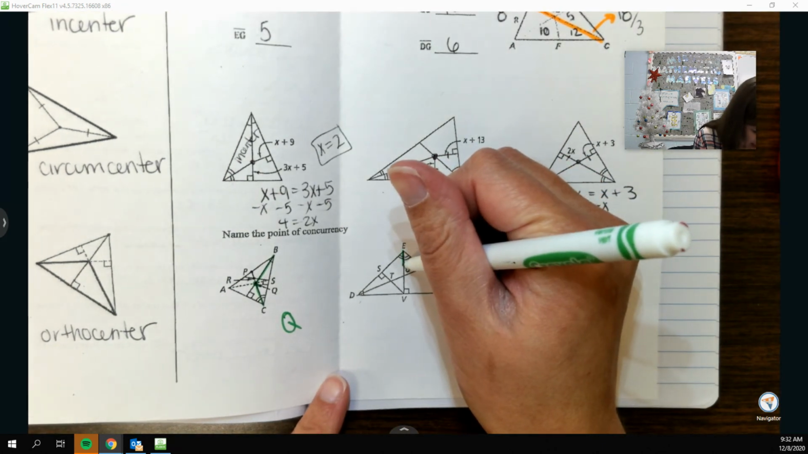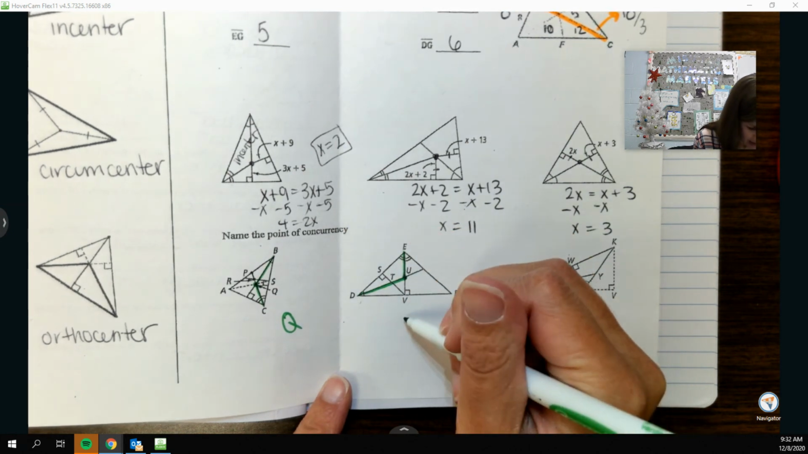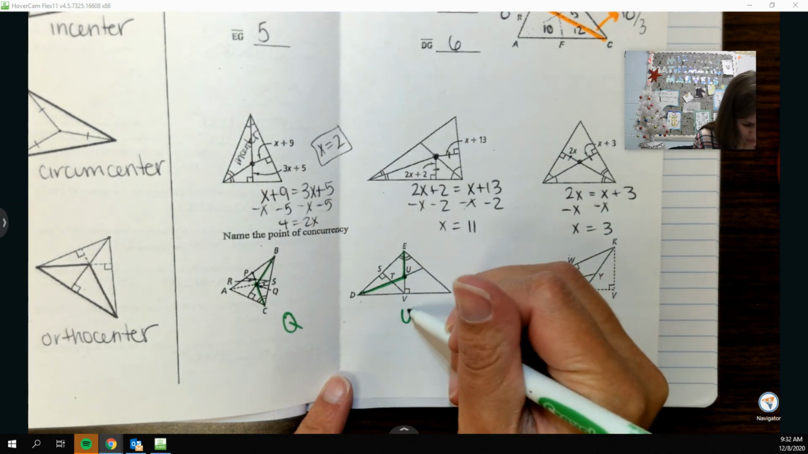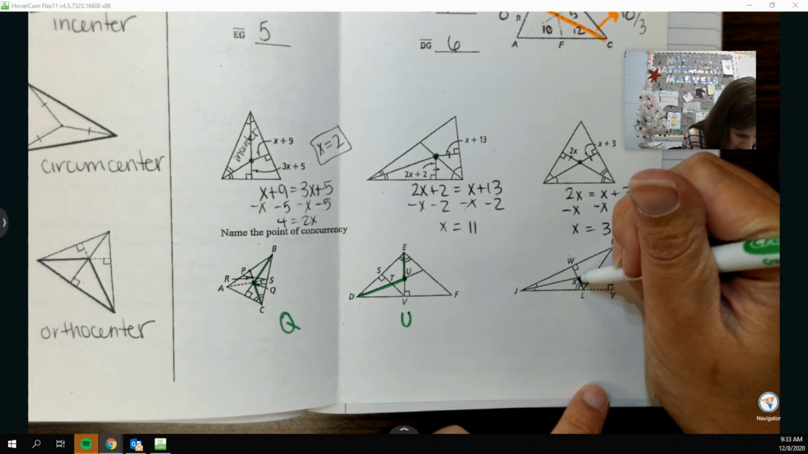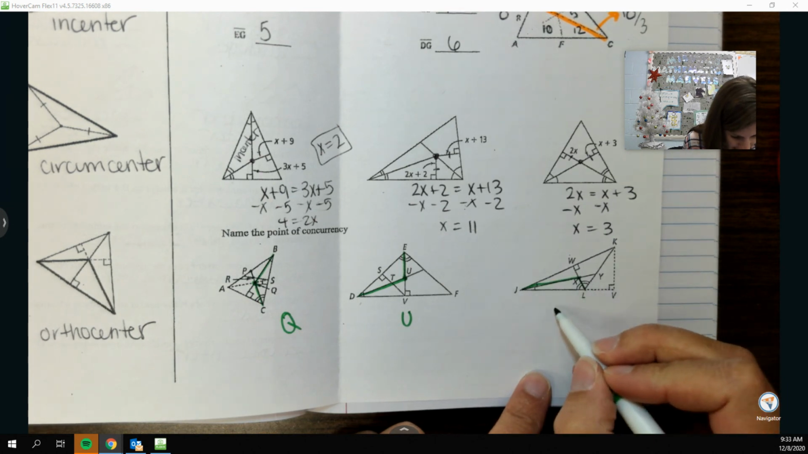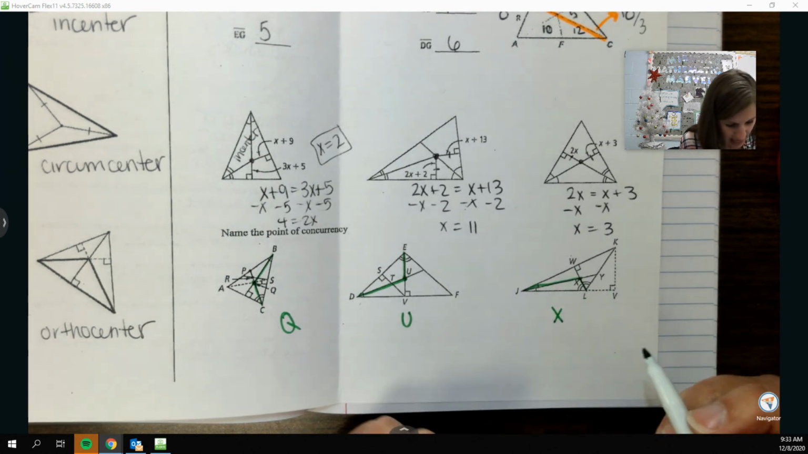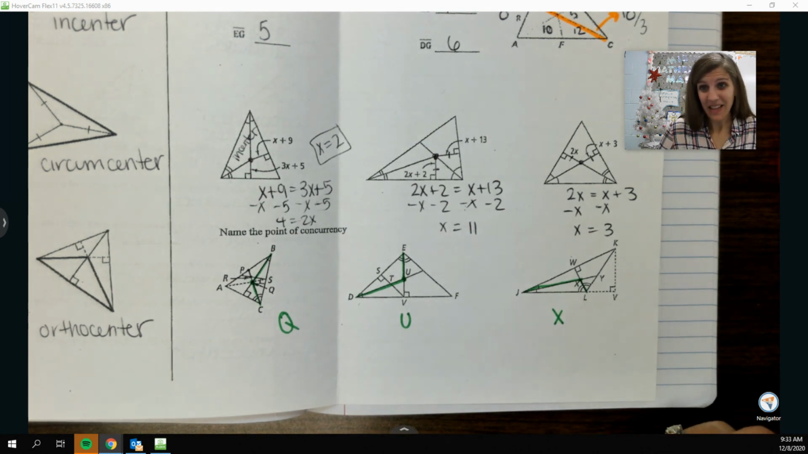Similarly here, if I trace out this angle bisector and that angle bisector, they meet at U. So U would be the incenter. And then lastly here, if I trace out this angle bisector coming out from the angle, they meet at X. And so X is my incenter. And I think that's it. So hopefully that went okay.